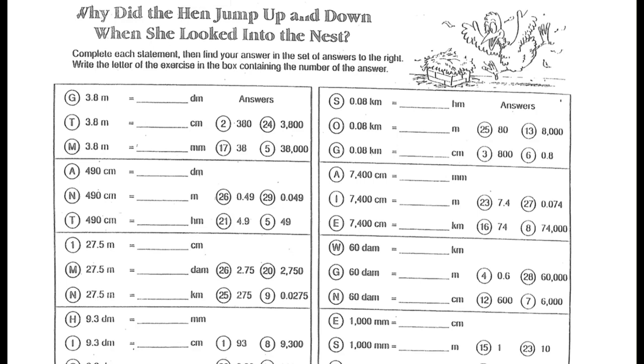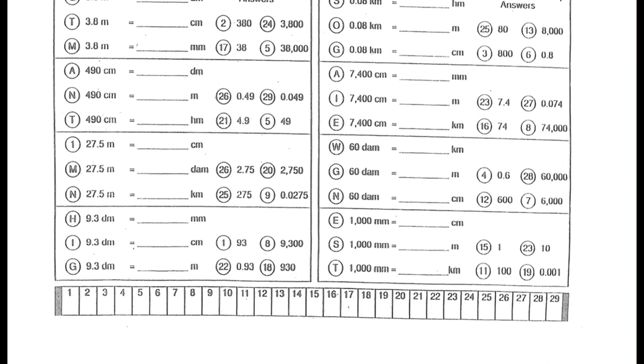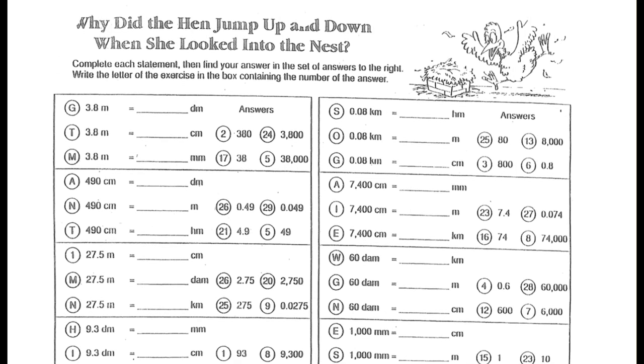Okay, sorry about that. What I would like you to do on the next page is try some of these metric conversions, and it's going to spell out a little bit of a joke. The joke is, why did the hen jump up and down when she looked into the nest? And then down here at the bottom is going to be the punchline to the joke. They're usually pretty corny, but it's okay. Just try and it'll be okay. Calm down. So complete each statement, then find the answer in the set of answers to the right. Write the letter of the exercise in the box containing the number of the answer.